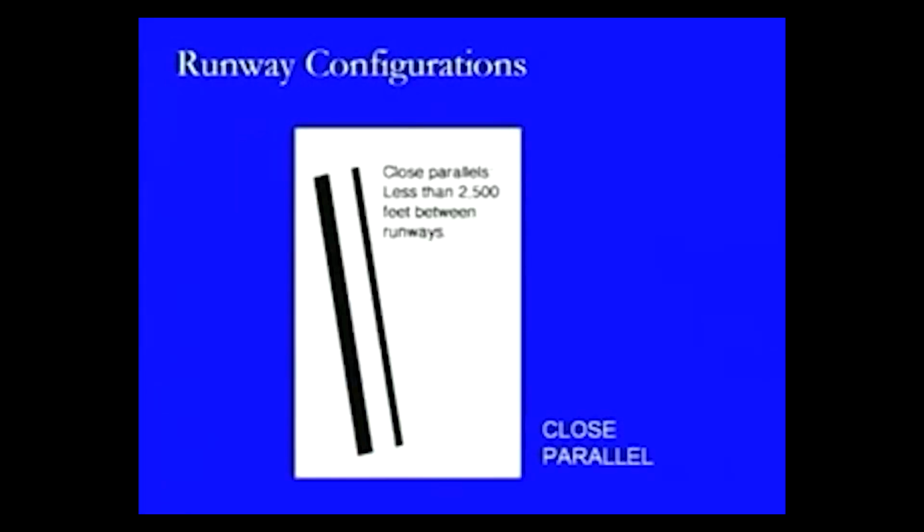We look at the first case, the close parallel condition, defined on the basis of the distance between the center line of one runway and the center line of the other runway, and here it is defined as less than 2500 feet between runways. If that is the distance, then that is known as close parallels.